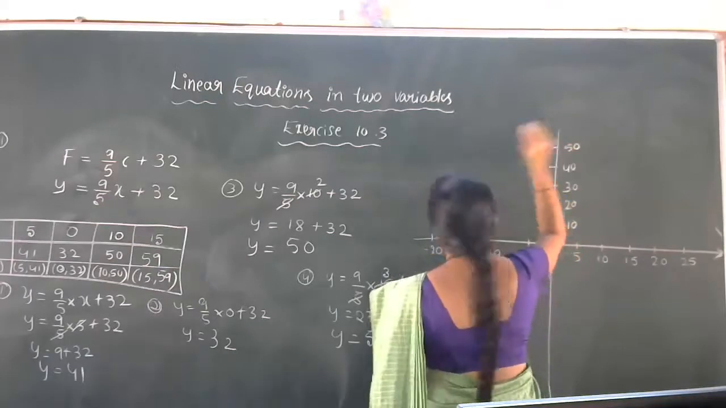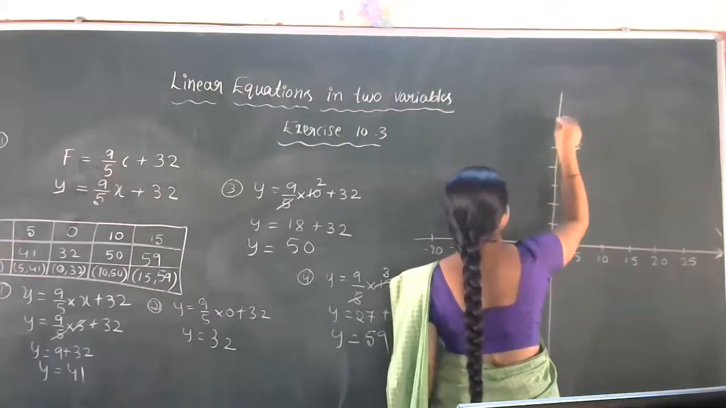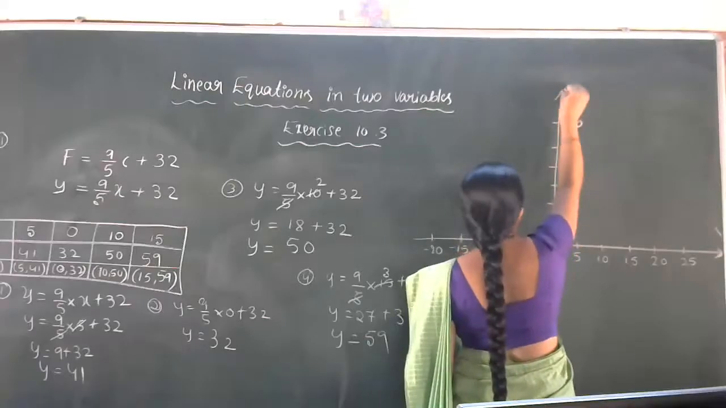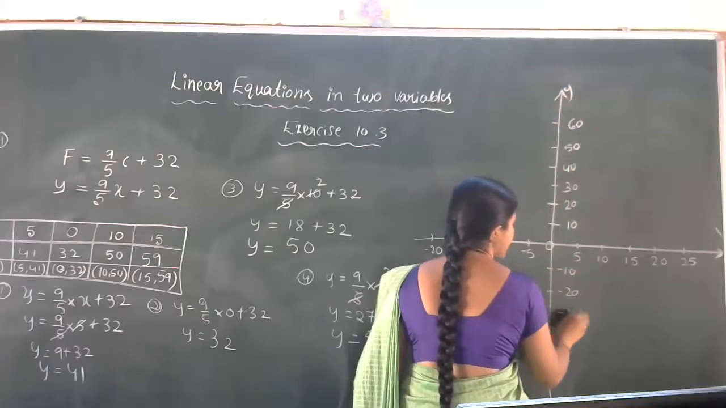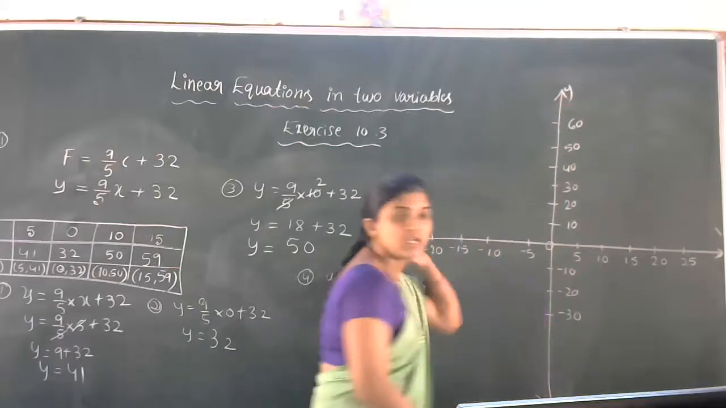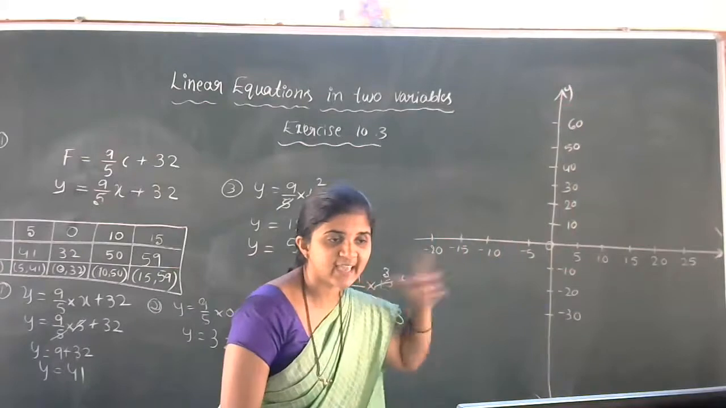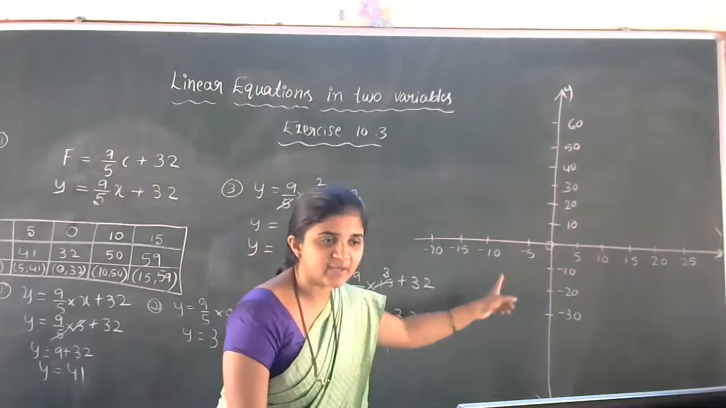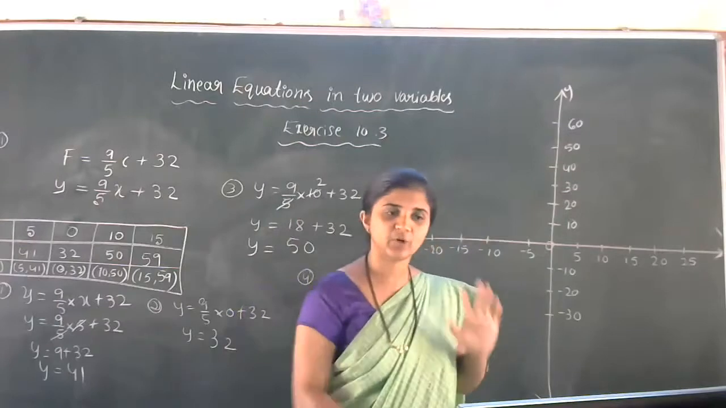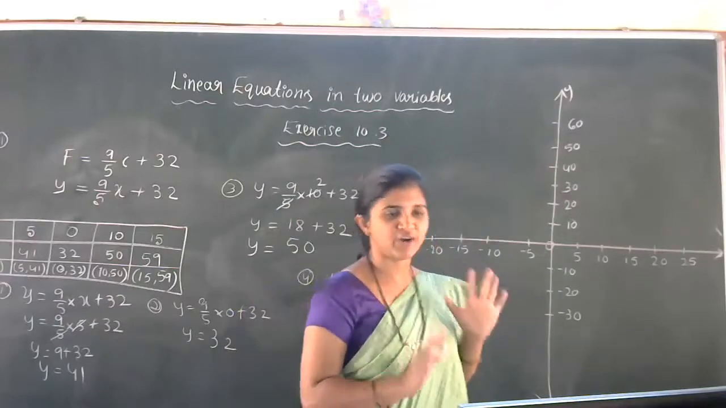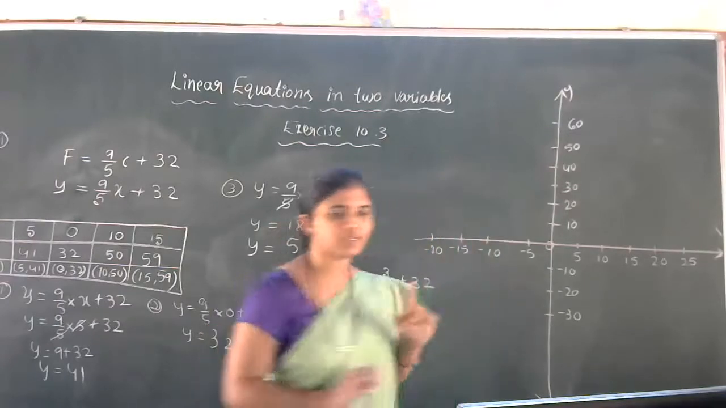So on the y-axis we have to take 10, 20, 30, 40, 50. Enough now? 60. So now here minus 10, minus 20, minus 30. Enough. So here we maintained the scale: x-axis 1 centimeter is equal to 5 units and y-axis 1 centimeter is equal to 10 units. Now got the idea? Now you have to draw the graph.